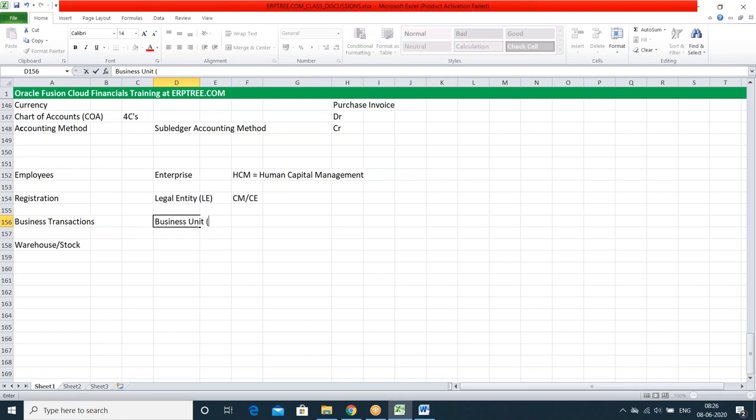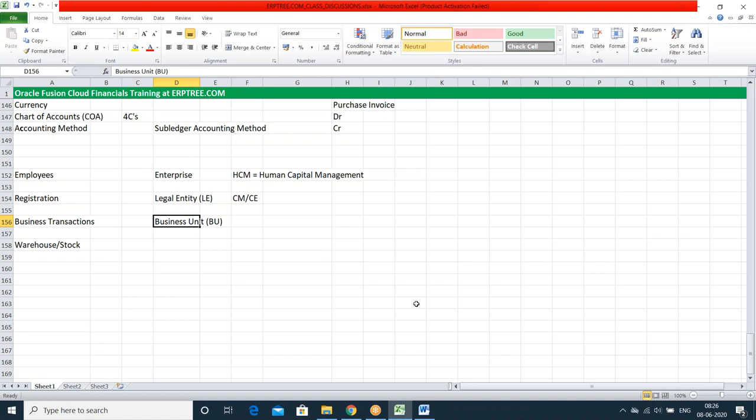We have to create the business unit. We have to create the BU. With the concept called business unit, you can create the business transactions. On what base we decide the business unit, we'll discuss. After a few minutes, we are going to discuss on what base we decide the business unit, how many business units the client requires, how many legal entities, how many enterprises, and other information also.